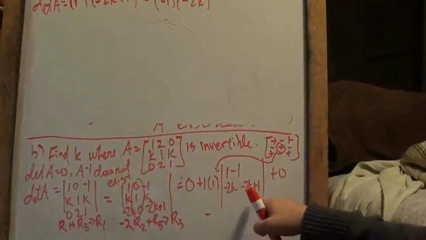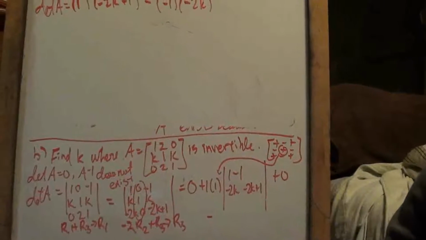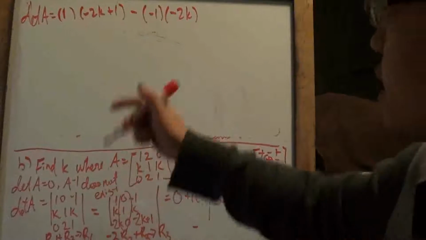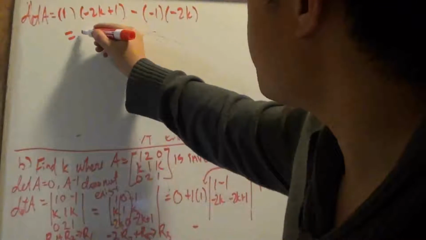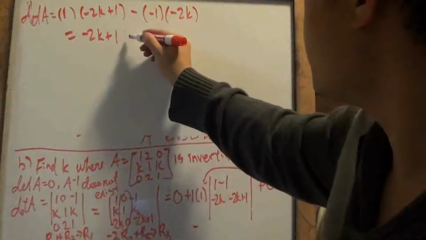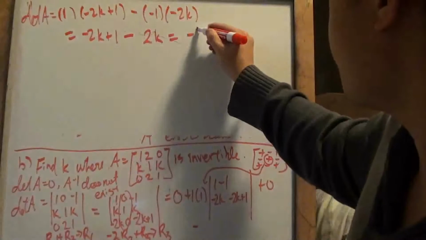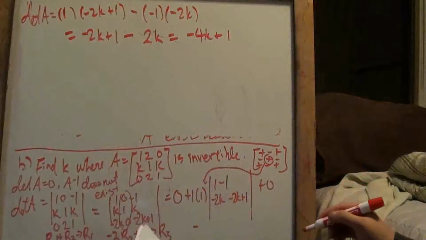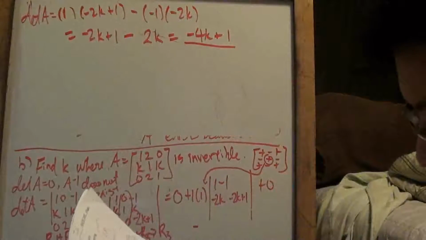So I'm just continuing with this expression, right? Oh, and you guys can't see that, so I'm gonna raise it up. Okay, so that's gonna be negative 2k plus 1. So that's gonna be negative 2k. So that's gonna be negative 4k plus 1. Yeah, so that's my determinant expression, right?